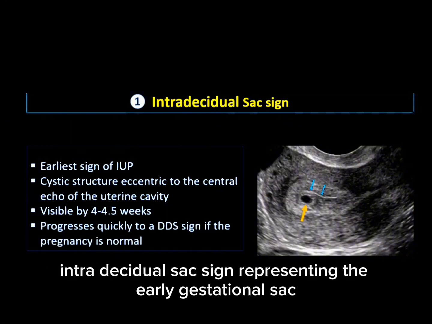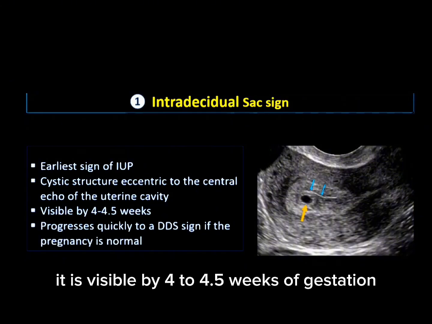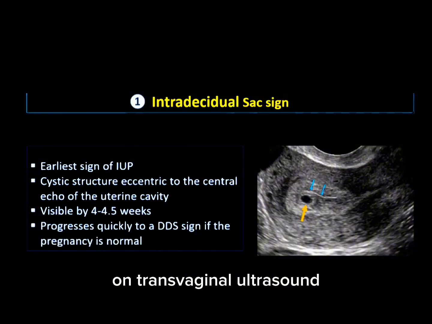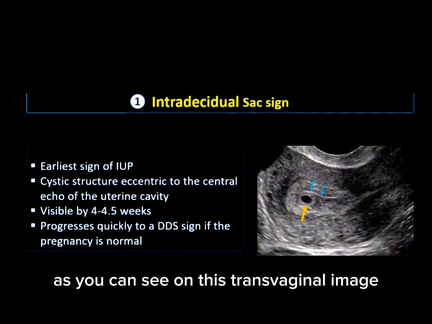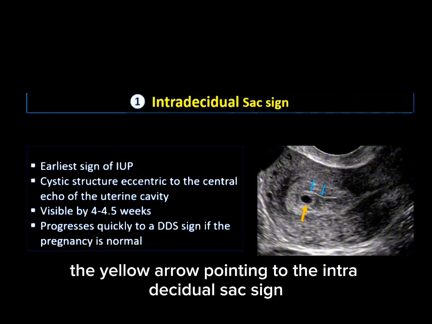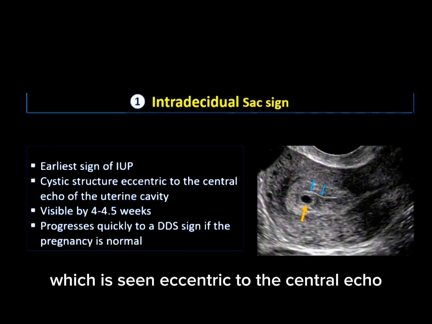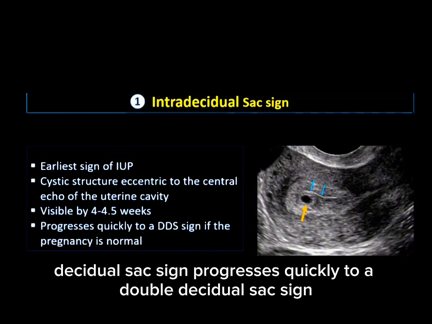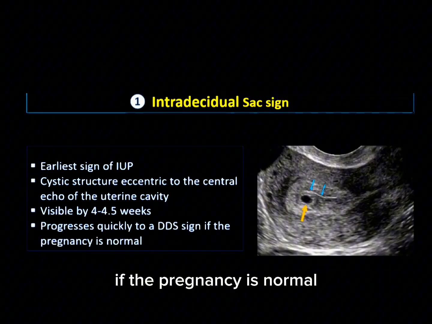Intradecidual sac sign representing the early gestational sac. It is visible by 4 to 4.5 weeks of gestation on transvaginal ultrasound. As you can see on this transvaginal image, the yellow arrow is pointing to the intradecidual sac sign, which is seen eccentric to the central echo. Intradecidual sac sign progresses quickly to a double decidual sac sign if the pregnancy is normal.